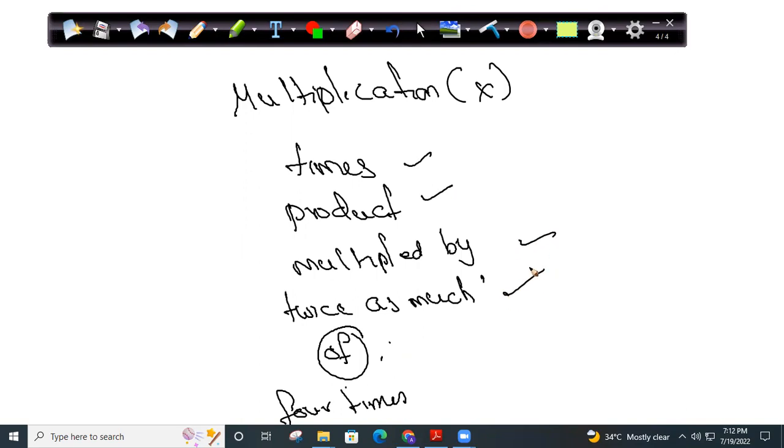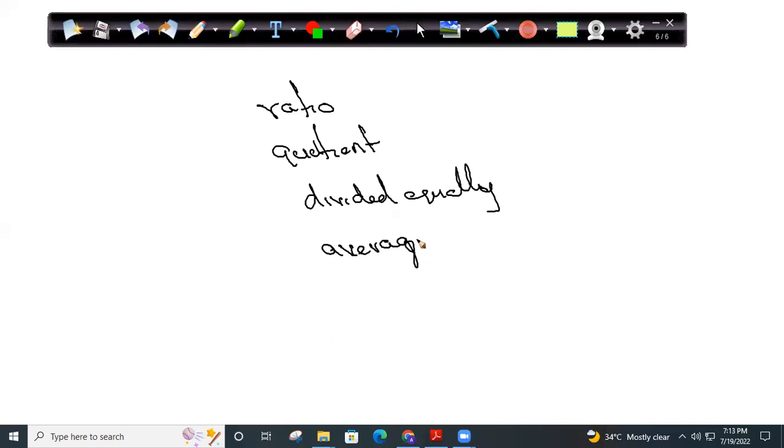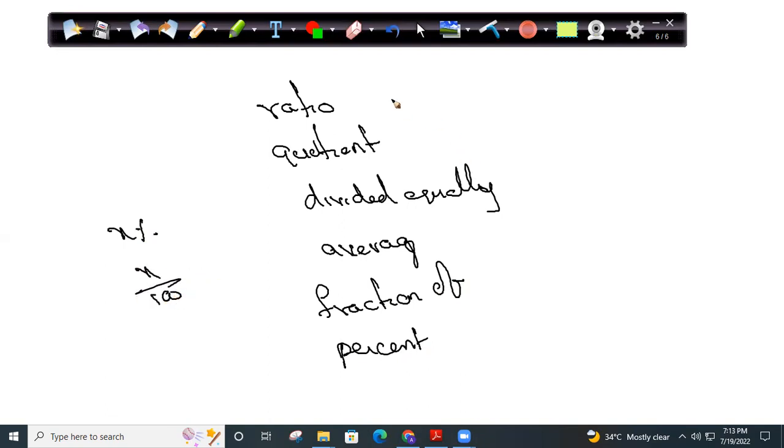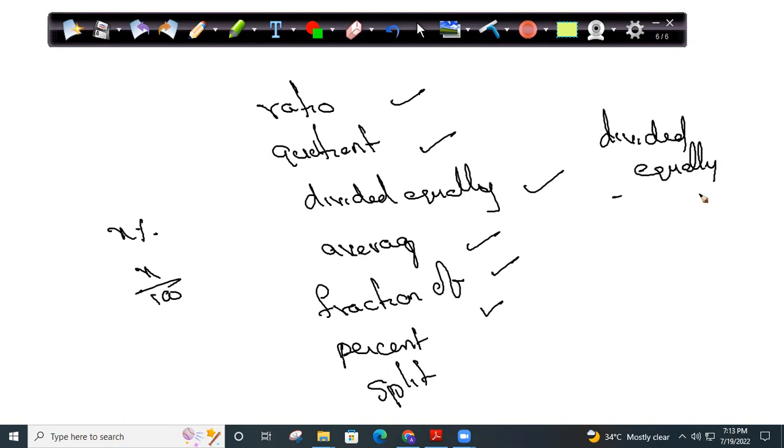I'm teaching the basics. Now slowly I'll go into the details. Whenever I see these words, I'll replace them with the multiplication symbol. Now whenever I see ratio or the quotient, divided equally, average, fraction of, percent, x% means x by 100, split, divided equally, all these mean division. I should replace them with the division symbol. All these basic words tell me that there is something we need to do with division.